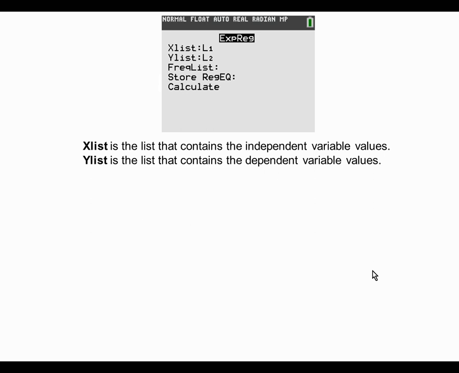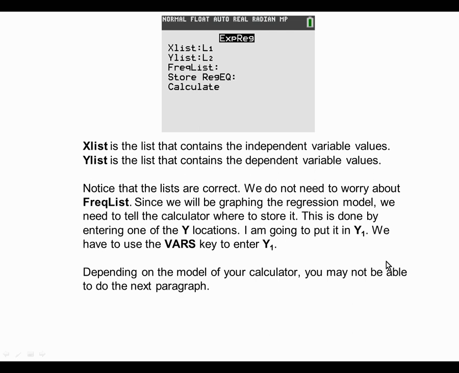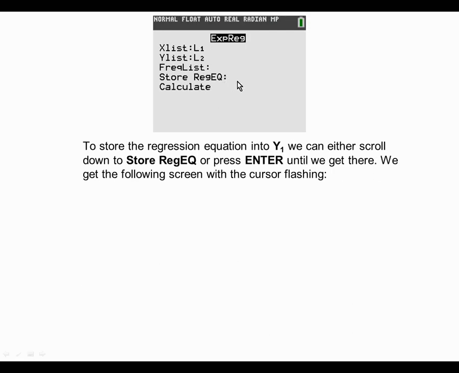So remember, X list is where the independent variable values are stored. Y list is where the dependent variable values are stored. Now, if for some reason you store your X's and Y's in different locations, you are going to have to change those. That's why it's best to use L1 and L2. That way you don't have to worry about how do I change it. Putting the regression equation into location Y1.